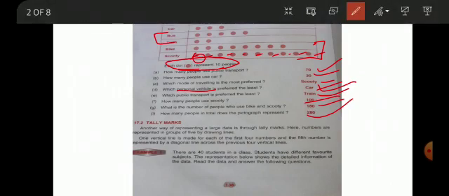Now, tally marks is also another way of representing large data. Here the numbers are represented in groups of 5 by drawing lines. Only one vertical line is made for each of the first 4 numbers, and the fifth one is diagonal. So how to represent the numbers? Look here, you can mark 1, 2, 3, 4. Then for 5 you should draw diagonally like this.